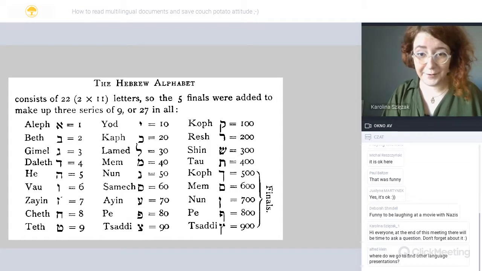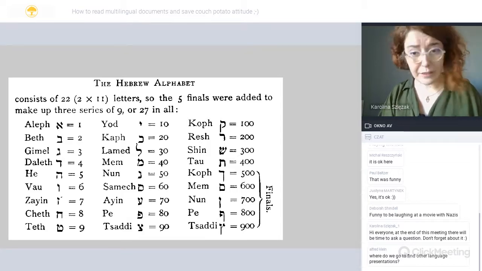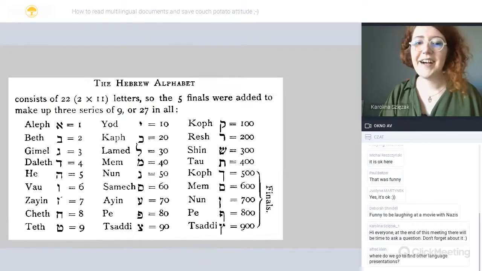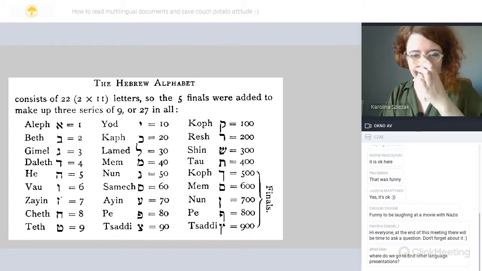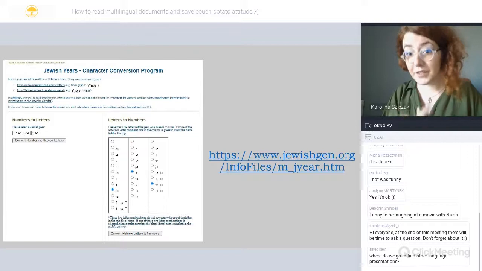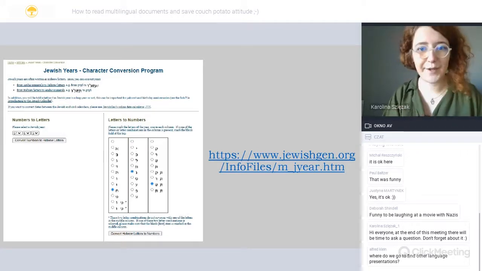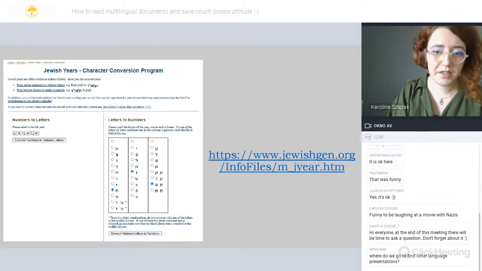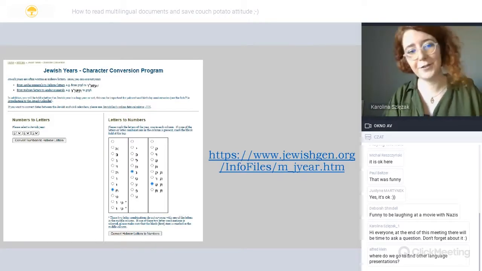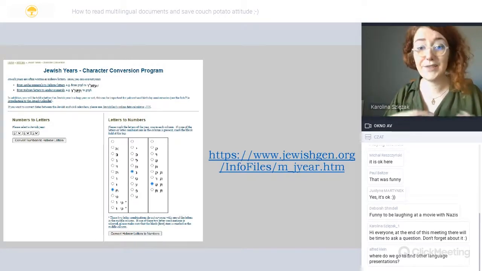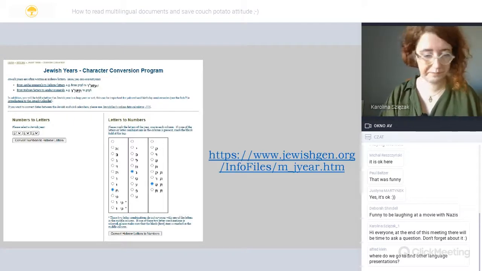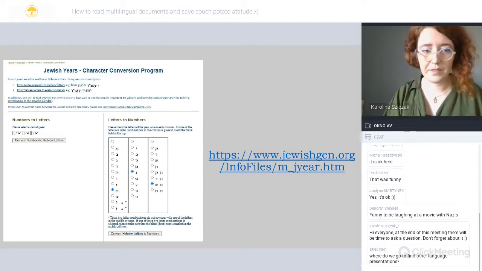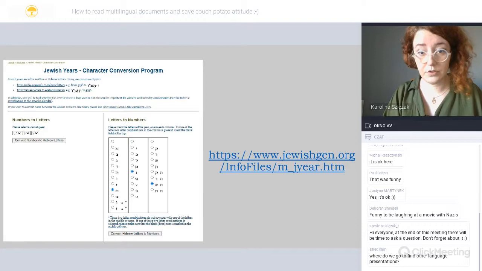So when we have to read a gravestone, a matseva, on our own, we have the numbers and the letters. But we don't have to count this every time on our own, because at JewishGen we can use a conversion program, and it will just do the maths instead of us. So here's another tool that will help us to read Jewish dates.